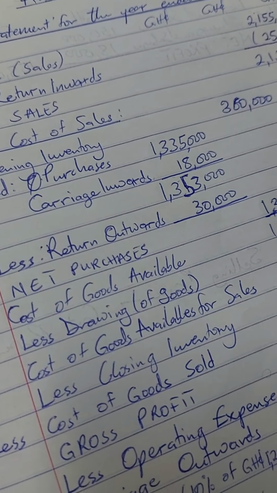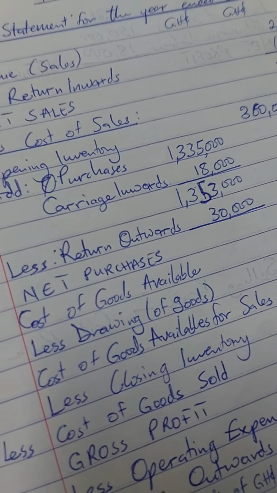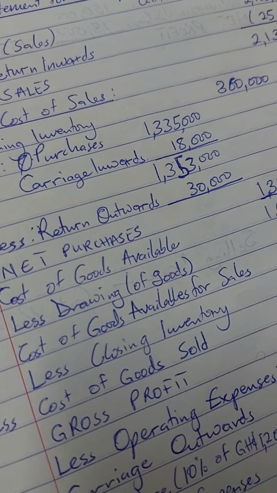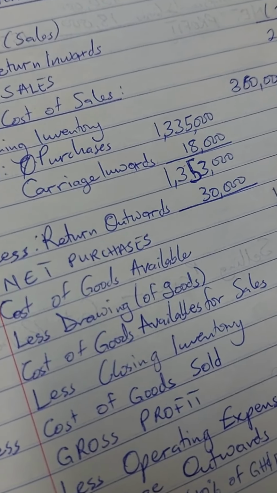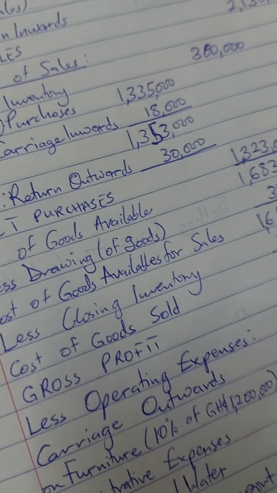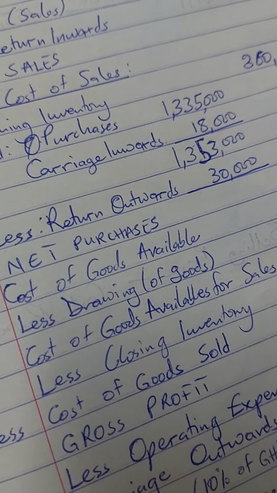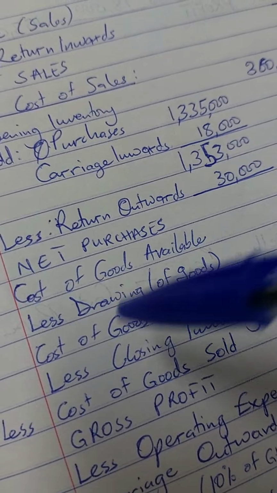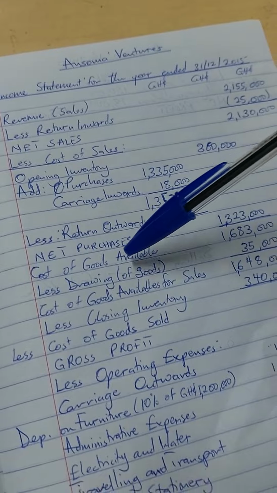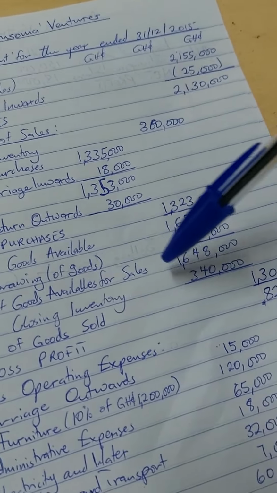Now, when you get the cost of goods available, which is this figure, they told us in the additional information that the proprietor withdrew some goods. So those goods were not available for sale again. He withdrew some goods from the goods that were available. So you subtract those from the goods available before you get the cost of goods available for sales.